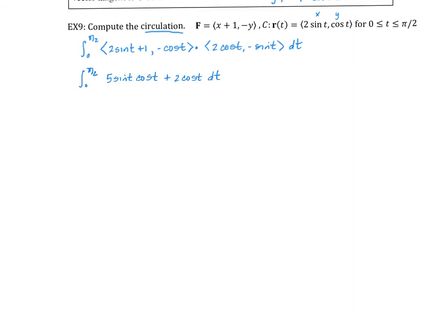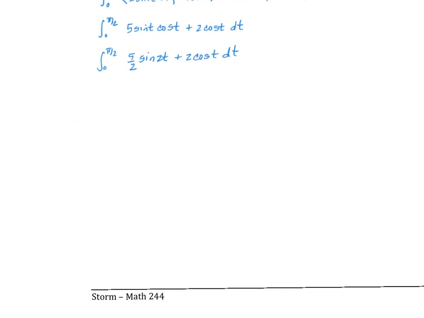All right, so this is another thing I'm going to do. I think I'm going to take 5 sine cosine. Instead of breaking this up into 2 integrals, I'm just going to use a trig identity. Remember, 2 sine cosine is sine of 2t, but this is a 5. So this becomes 5 over 2 sine of 2t plus 2 cosine of t. This is not the only way you could evaluate this. I just didn't feel like doing a substitution and breaking it up into 2 integrals.